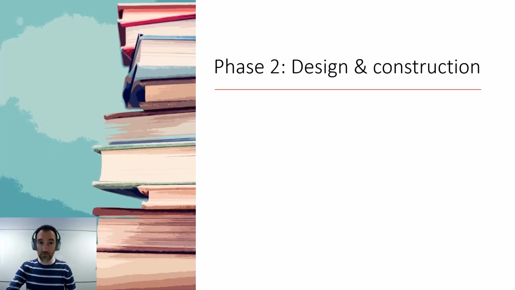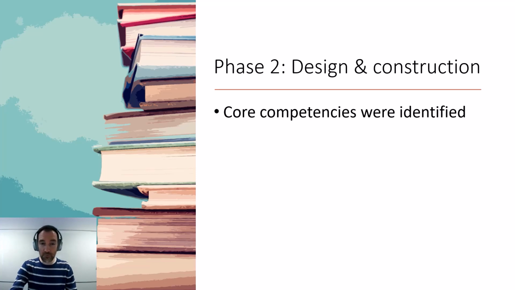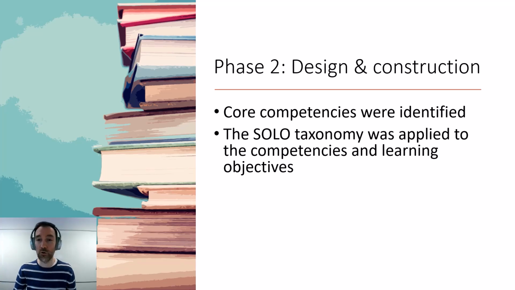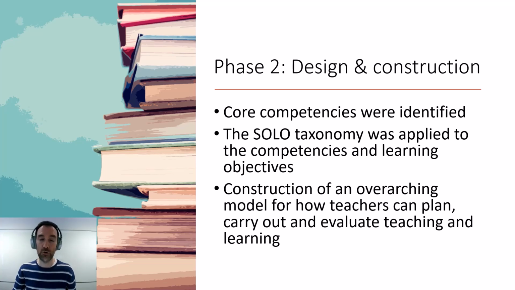Now, based on the first phase, 2 or 3 core competencies were identified and several overarching learning objectives were extrapolated and described. After this, we applied the SOLO taxonomy to the competencies and learning objectives to describe how we as teachers can develop students' competencies from a beginner to an advanced level. And this led to the construction of an overarching model for how teachers can plan, carry out, and evaluate teaching and learning on the design of collaborative technologies.